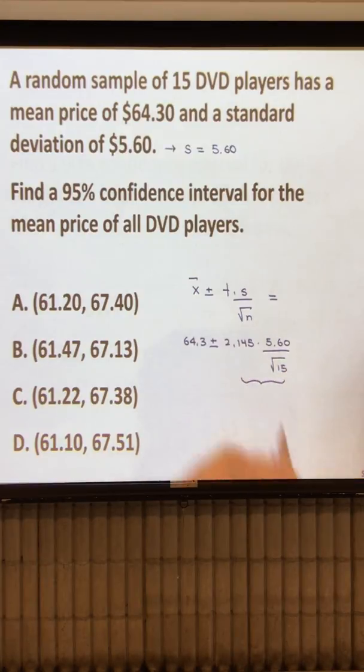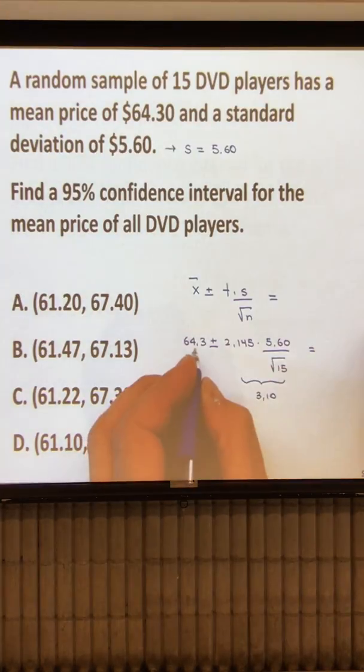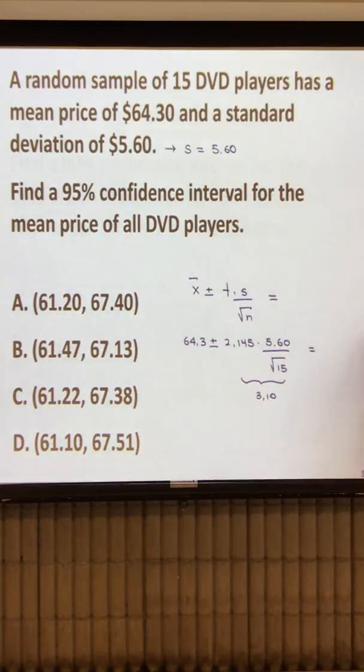Again, if you calculate the margin of error, this is 3.1. So you have to do 64.3 minus 3.1 and 64.3 plus 3.1. So this is going to be from 61.2 to 67.4. So the correct answer is going to be A, 61.2 to 67.4.